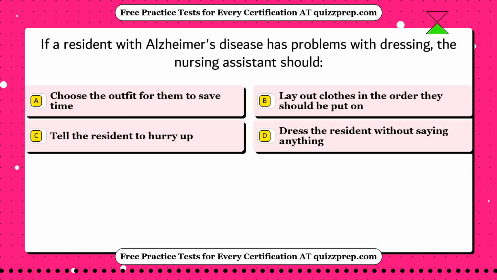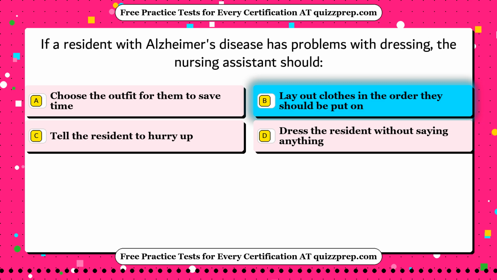Question 83. If a resident with Alzheimer's disease has problems with dressing, the nursing assistant should: option A, choose the outfit for them to save time. Option B, lay out clothes in the order they should be put on. Option C, tell the resident to hurry up. Option D, dress the resident without saying anything.